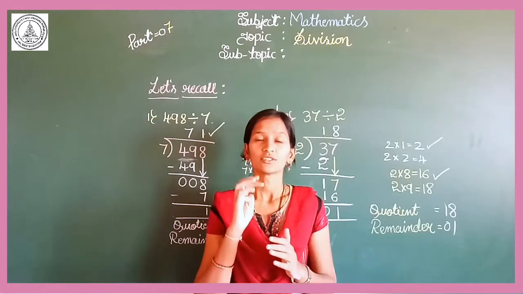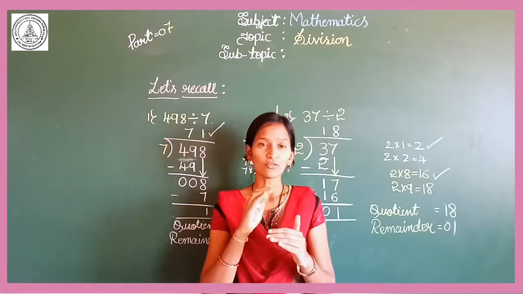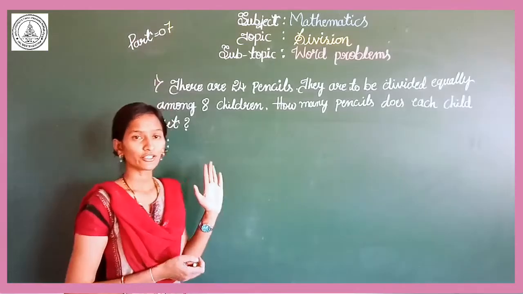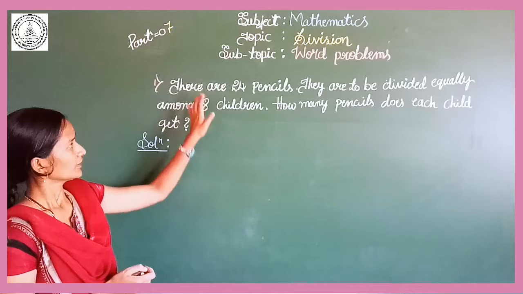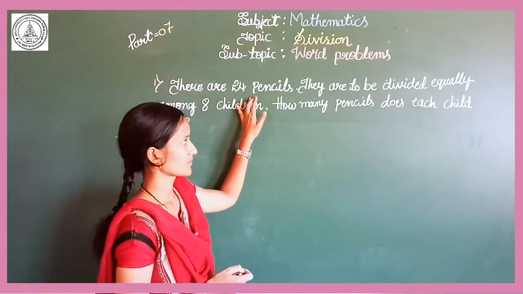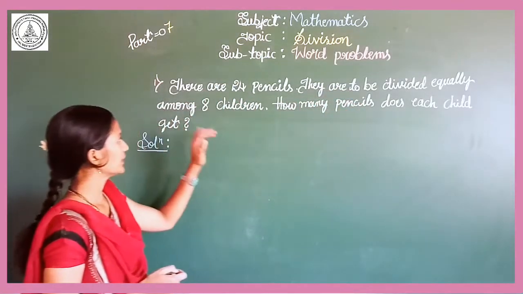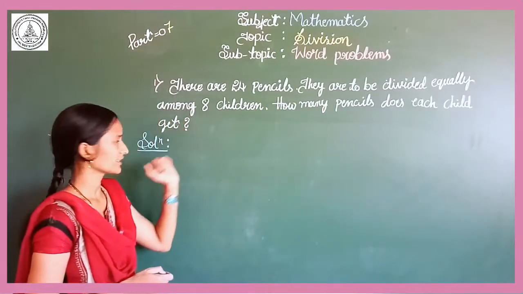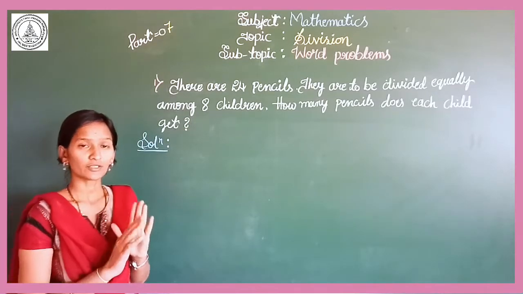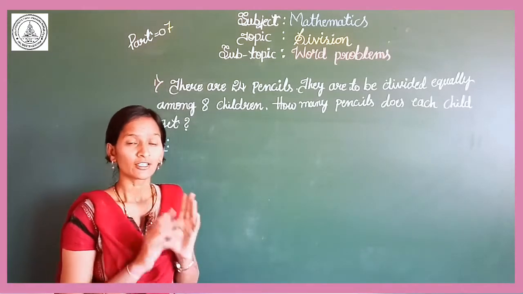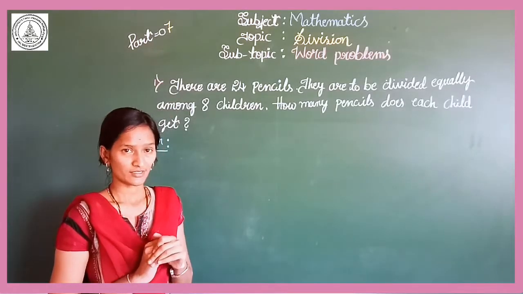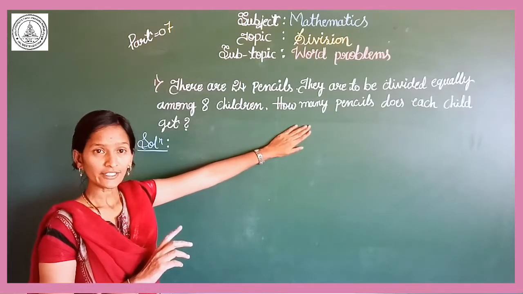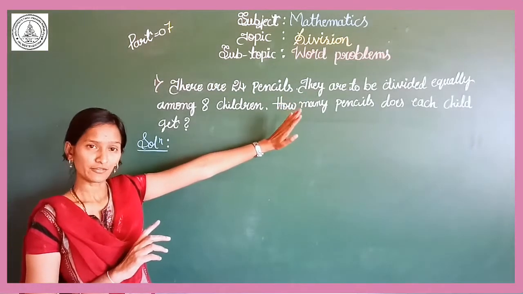Now I will show the first word problem, how to solve it step by step. Right? Students, look here, this is the first word problem. There are 24 pencils. They are to be divided equally among 8 children. How many pencils does each child get? This type of word problem you have to read at least 2 times. Then only you will understand what is given inside the problem. So this is a word problem of division.